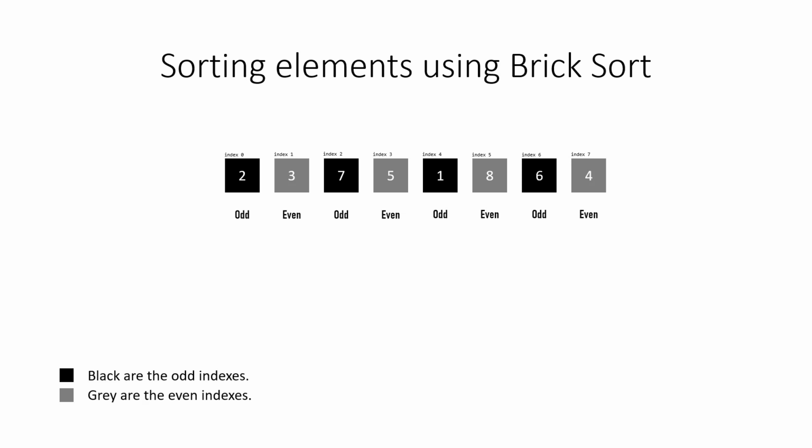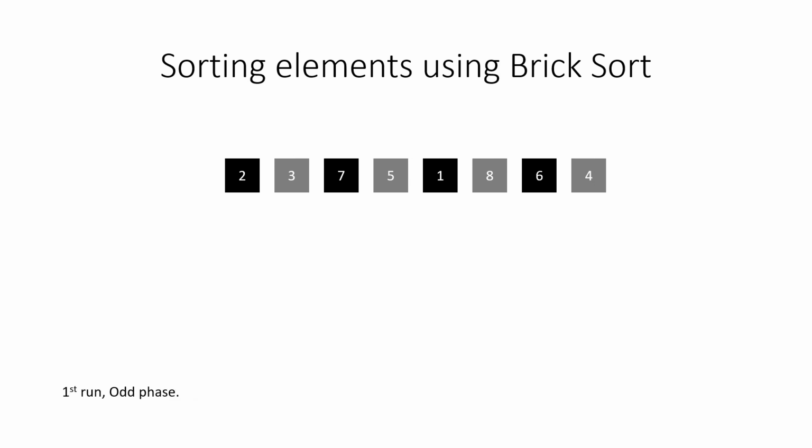As you can see here, our index 0 is odd, our index 1 is even, index 2 is odd, index 3 is even, and so on until our last index, which is even. And to simplify this figure, note that our odd indexes are black and even indexes are gray. Now that we know the odd and even indexes, we will sort these elements by dividing them into two phases, which are the odd and even phase.